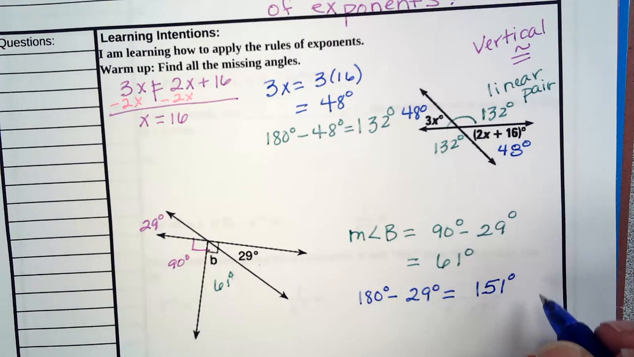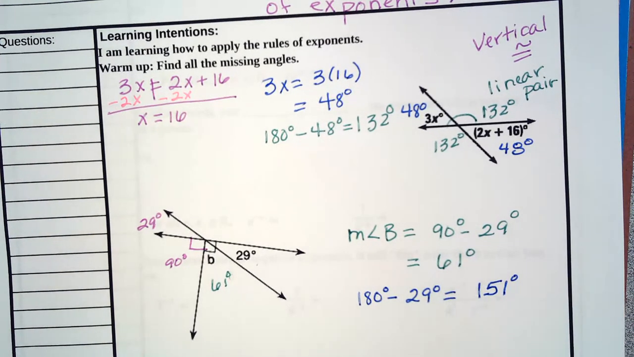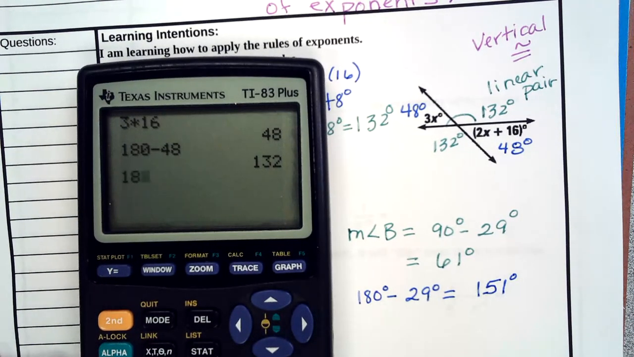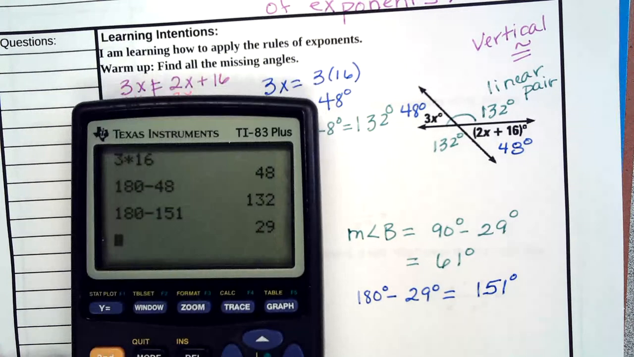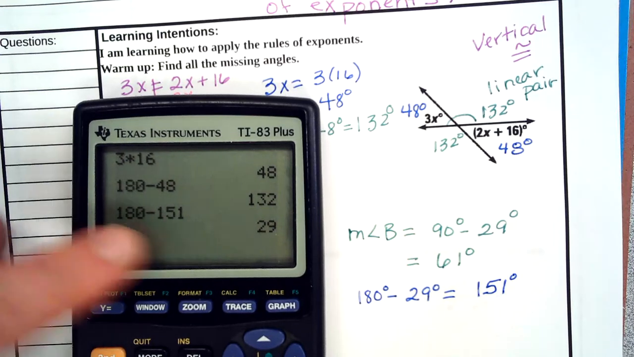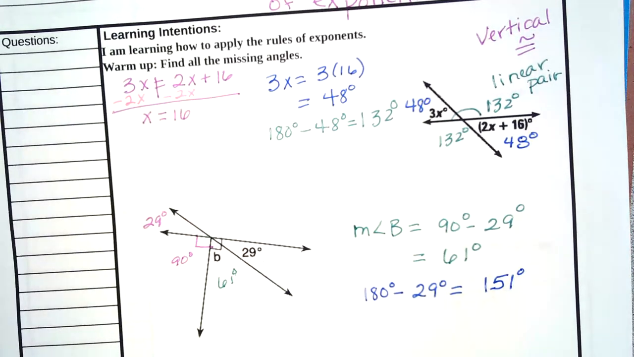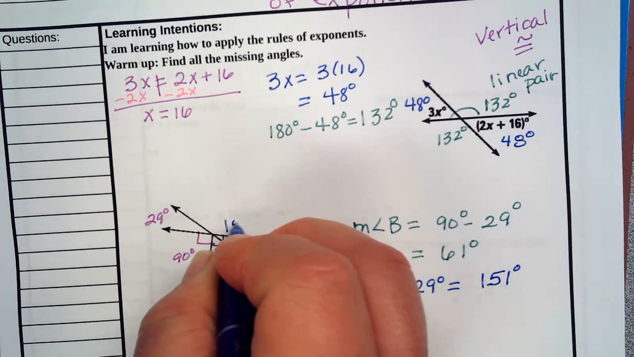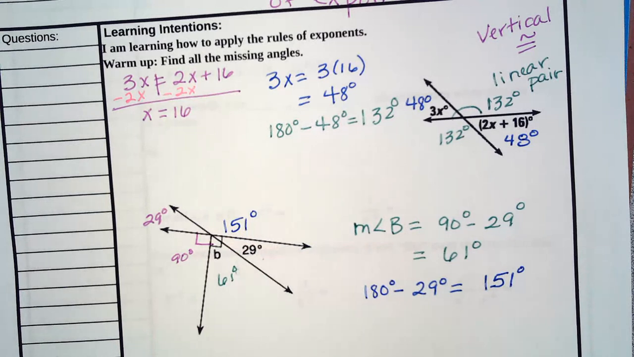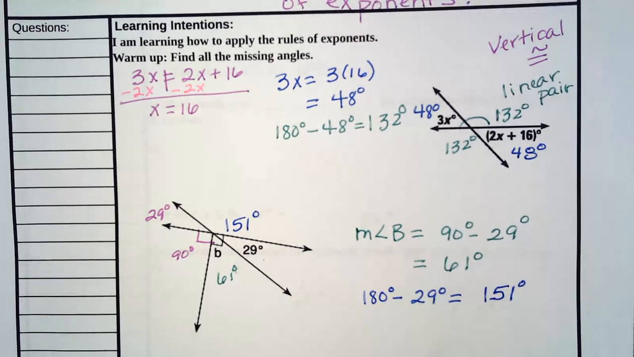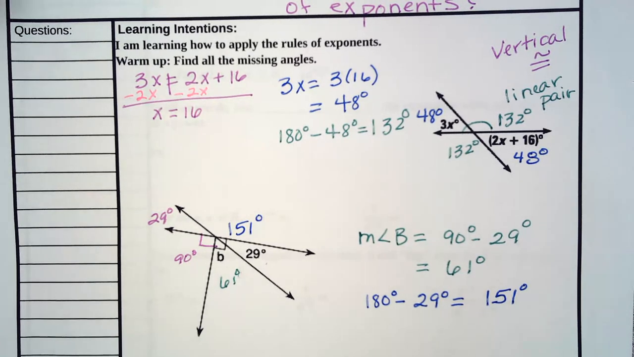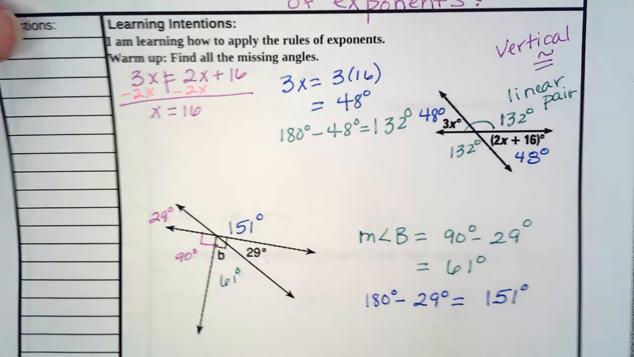151 degrees. This one I'm not quite as sure about, so I'm going to put it in my calculator. 180 minus 151 gives me 29, so yeah, it's correct. I just did it the opposite way. 151 degrees. Okay, so if you were able to find all those angles with very little problem, then you are understanding the concept. If not, you might need more practice.